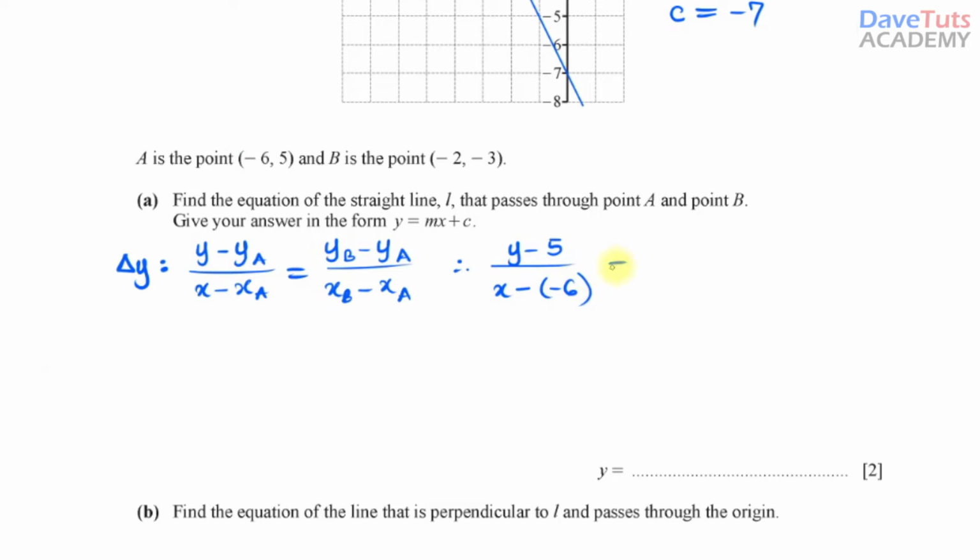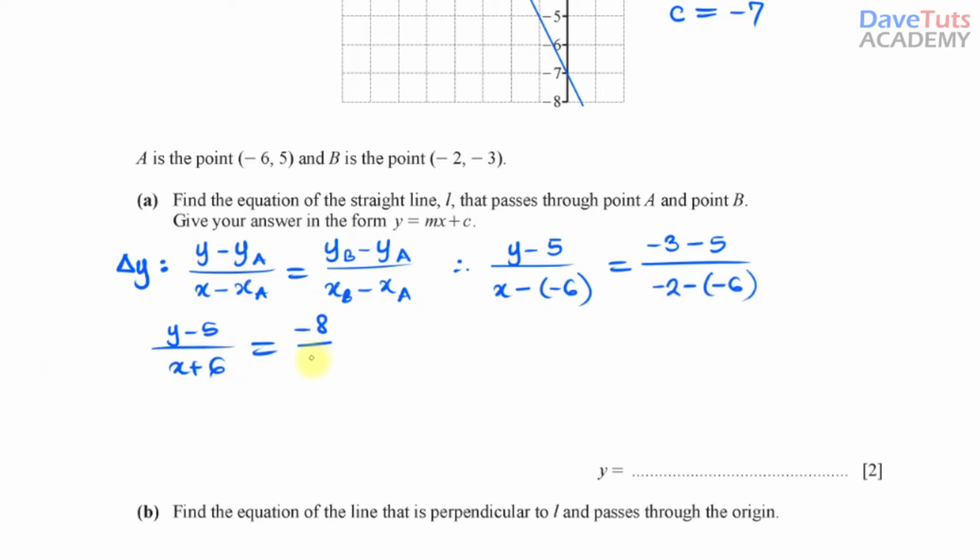Okay, and then what is y at B? That is minus 3. Y at A, that is 5 over what is x at B? That is minus 2. And x at A, that is minus 6. Again, you write minus 6 and not just 6. So that what we have here will be y minus 5 over x minus minus 6 will become x plus 6, because the negative signs will multiply to give us a positive value. Then this is going to be minus 3 minus 5, that will be minus 8. Minus 2 minus minus 6 will become minus 2 plus 6, and that will be 4.